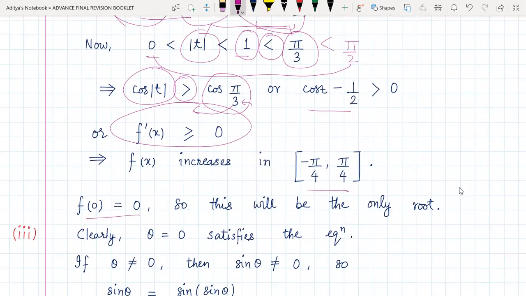It's very obvious because at 0 it has got the value 0 only. And then since it is increasing, it has to go like this. Moreover, it is an increasing function, so it is also a one-one function.